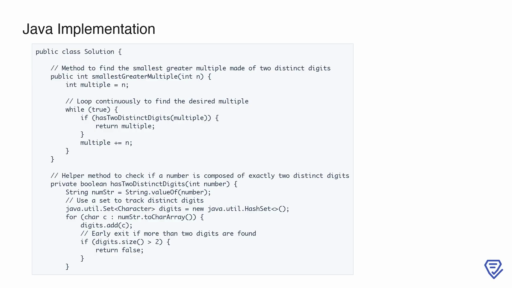It converts the given number into a string, and then uses a hash set to track the unique digits found in the number. As we iterate through each character in the string, the loop adds each digit to the set. If at any point the size of the set exceeds 2, we immediately return false, as this means the number has more than two distinct digits.